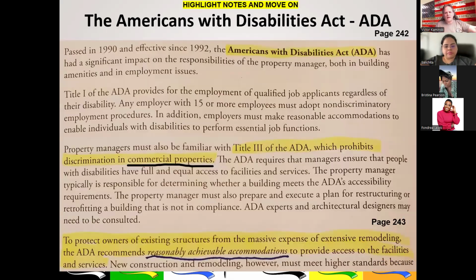So let's do the highlights now, page 242 and 243. About the Americans with Disabilities Act. What type of properties does it affect? Commercial. And what are their recommendations for making existing structures handicap accessible?